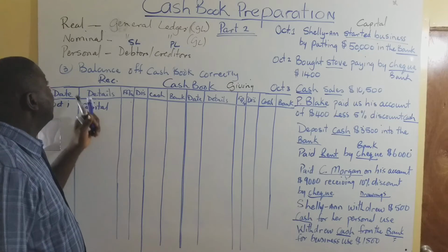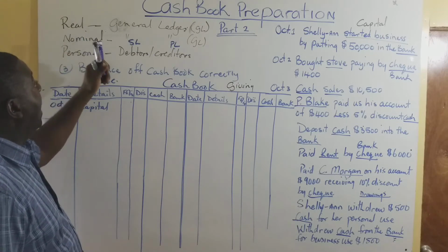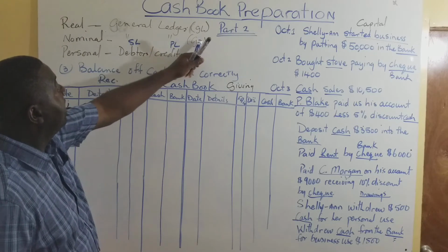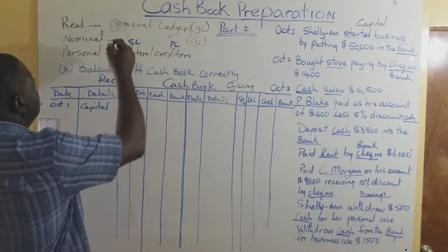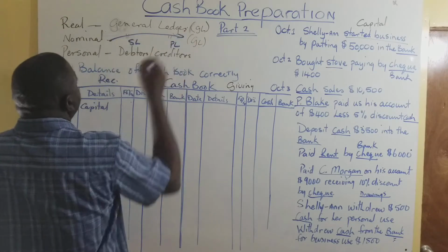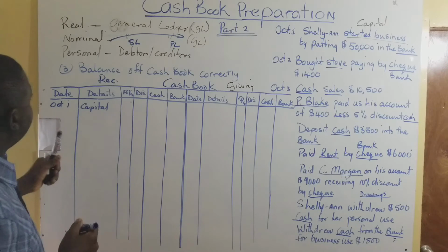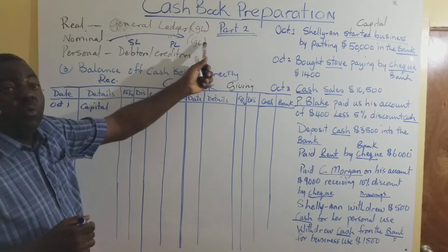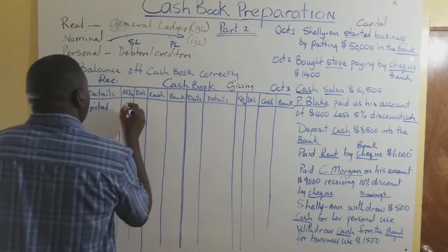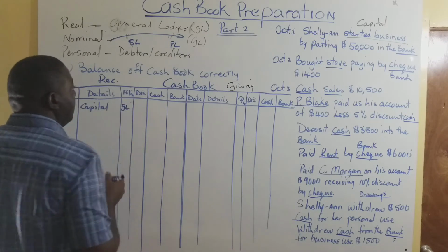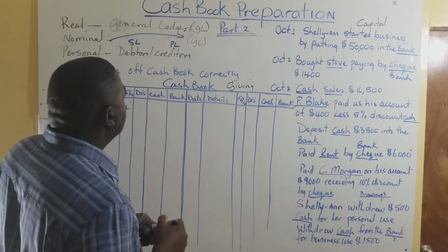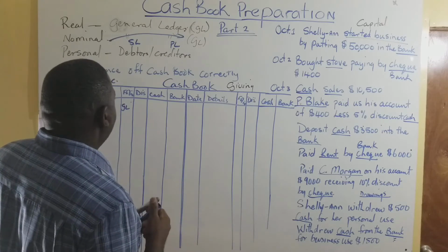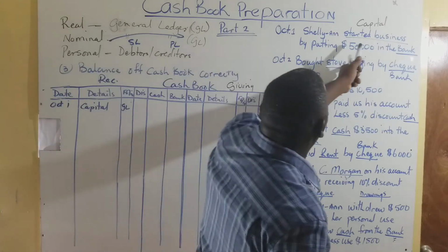Capital is a nominal account, and therefore it will be found where? In the general ledger, right? I don't want you to miss that. So capital account is a nominal account, and therefore it will be found in the general ledger. So in the folio we're going to have GL. All right? Let's continue with the transaction now.